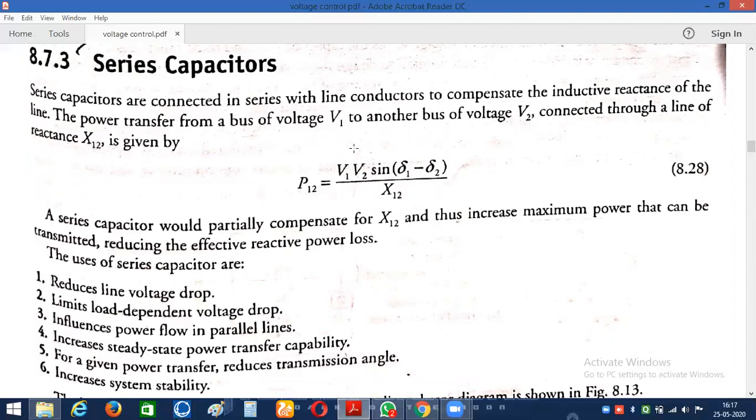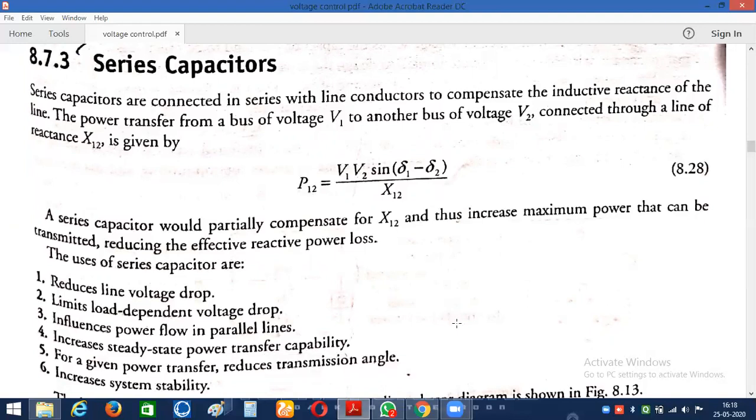And already we know this formula, that the value of inductance directly influences the power handling capacity of the transmission system. So it means the lesser the value of line reactance, the higher the power handling capacity or power transmission capacity. So I want to decrease the value of transmission line reactance, so that the power handling capacity of the transmission system is higher. And this is how, by controlling the value of reactance, I can control the active power handling capacity of the transmission system.